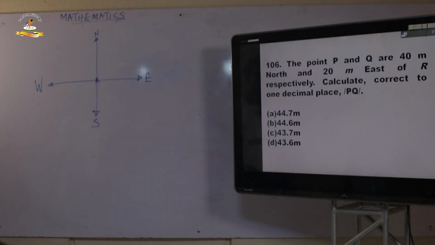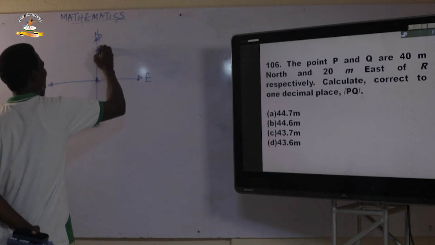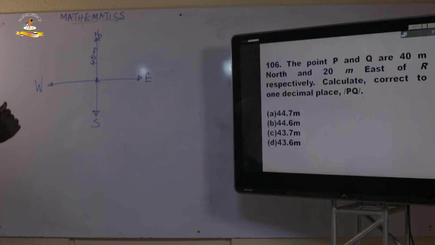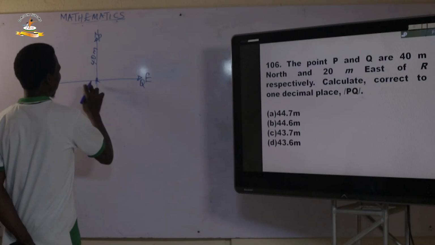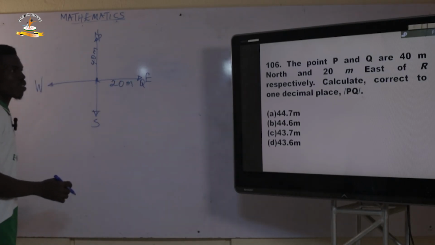So point P is 40 meters north. So this is point P, and the distance between P and R is what? 40 meters. And point Q is what? Is 20 meters east. This is east, and we put Q here, and the distance between R and Q is what? 20 meters. And the question is asking for what?